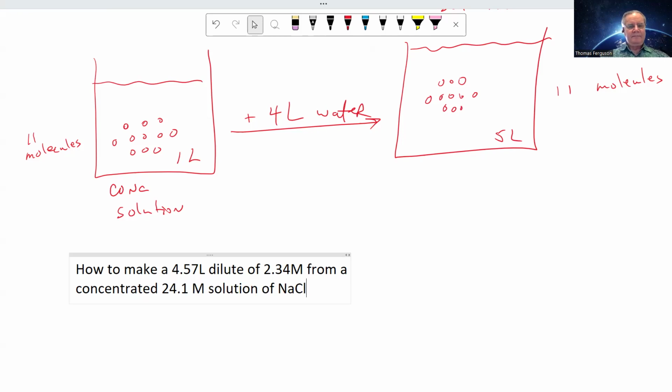Okay. So we want to end up with a 4.57 liter solution. Concentration is 2.34 molar. We want to start with this super concentrated solution. So how do we do this? Okay. So this is the concentrated now. So we need to figure out how many liters of this stuff we need to put into our diluted solution.